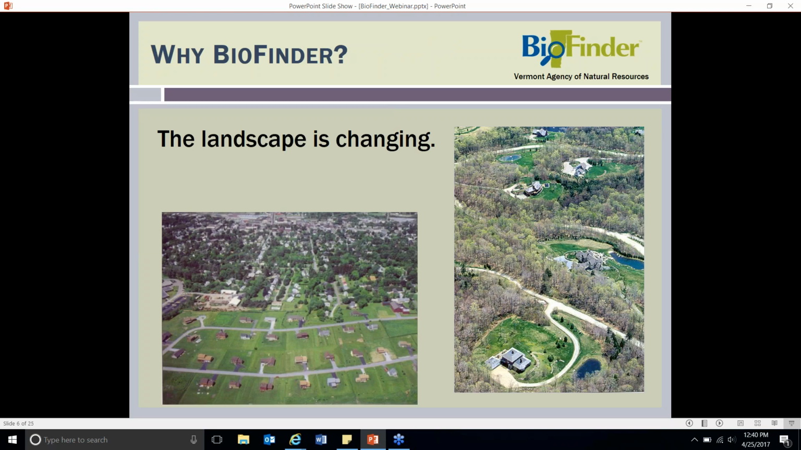So why BioFinder? The premise behind the website itself is that the landscape is changing. Essentially, our forests are changing patterns. They're being divided apart a little bit more by fragmentation. We have different patterns of development. We have different patterns of land use than in the past. And these aren't bad or good, they're just different. We have a changing landscape.